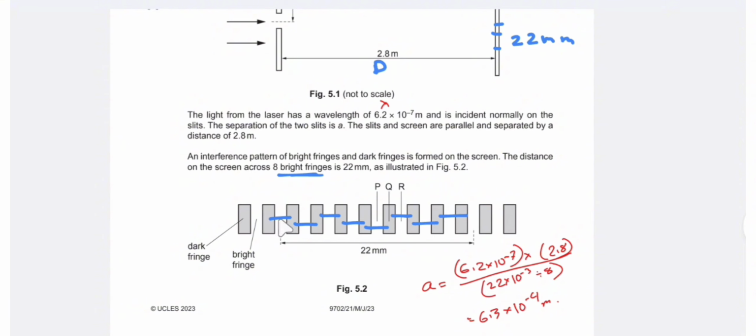We need to start counting from this value, so this value to this value is 1, then 2, 3, 4, 5, 6, 7, and 8. So 8 bright fringes are separated by a distance of 22 millimeters. The distance between two bright fringes, or one fringe, is 22 by 8. We get a value of 2.75 millimeters.